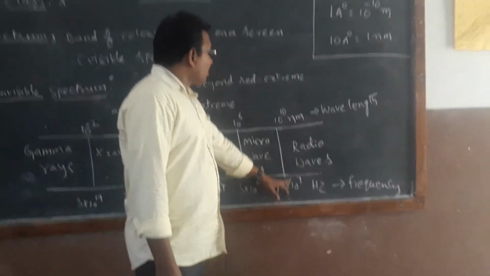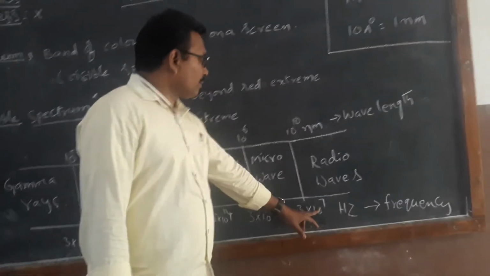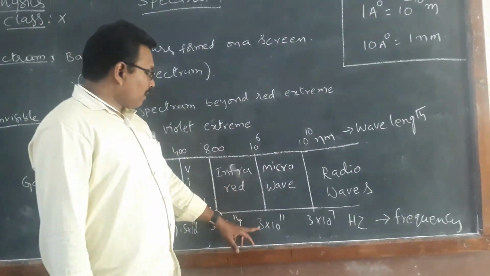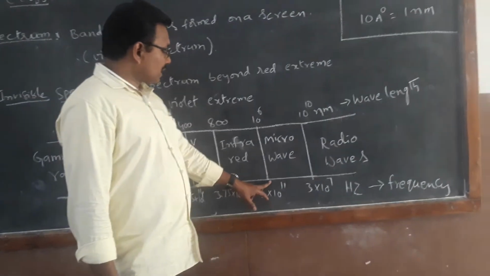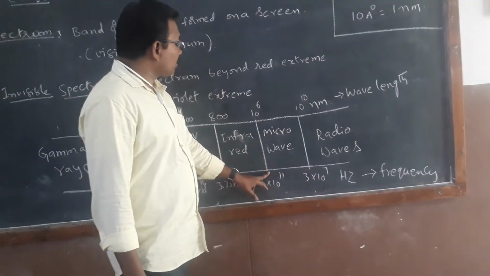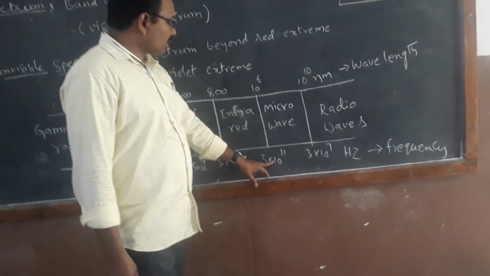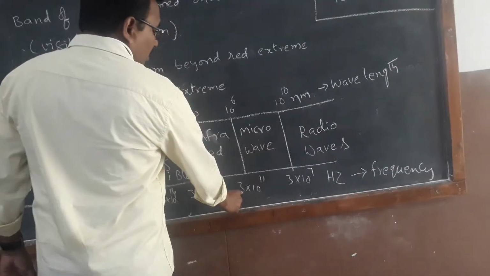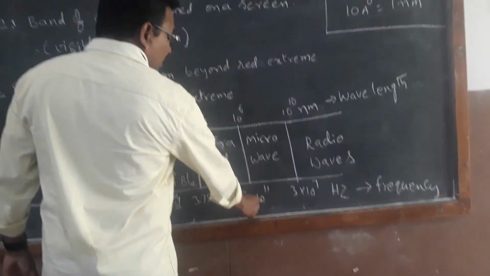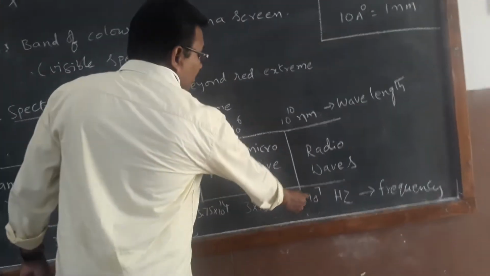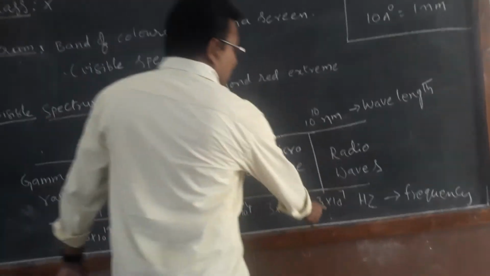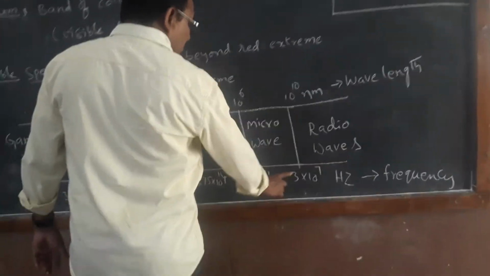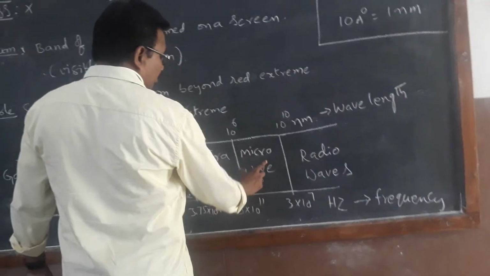Now radio waves are above 3 into 10 power 7 Hz. The units are Hz. Microwaves have a frequency of 3 into 10 power 11 to 3 into 10 power 7. Above 3 into 10 power 7 frequency is called radio waves, and between these frequencies, microwaves.